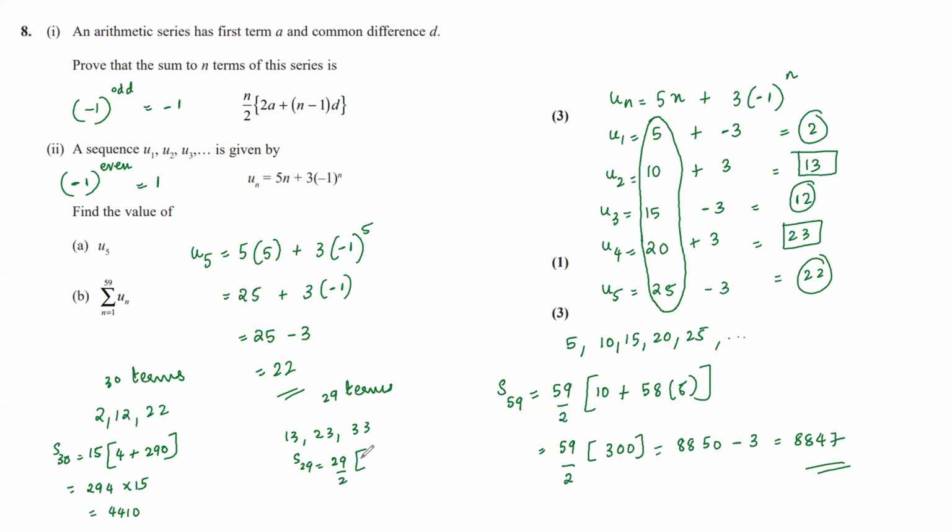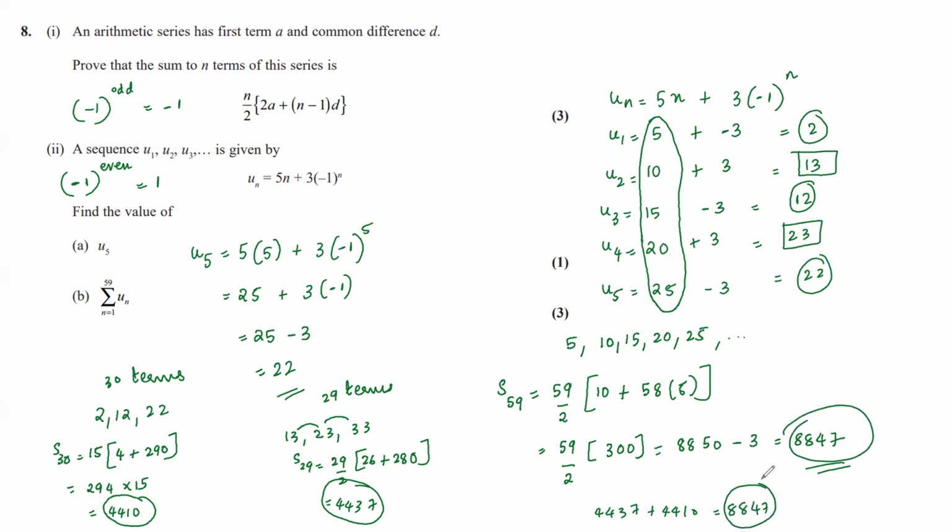Similarly, here, sum of first 29 terms will be n by 2, 29 by 2 into 2a, that is 2 into 13 is 26, plus n minus 1, 29 minus 1 is 28, and common difference is again 10 here, therefore 280. So 280 plus 26 multiplied by 29 divided by 2 will give us 4,437. Add these both. 4,437 plus 4,410 will give you 8,847. So both the methods, you will still get the same answer.